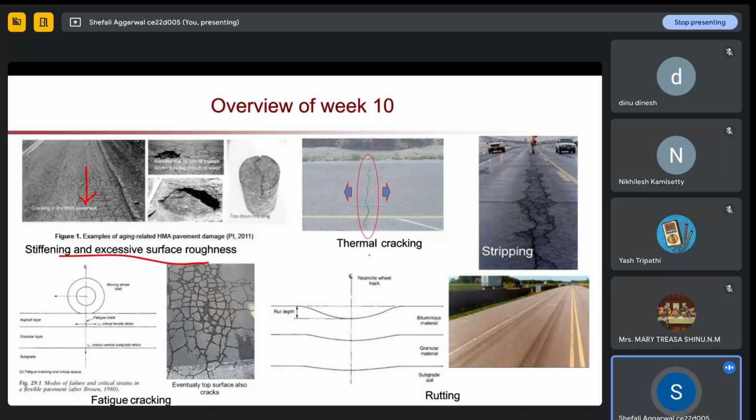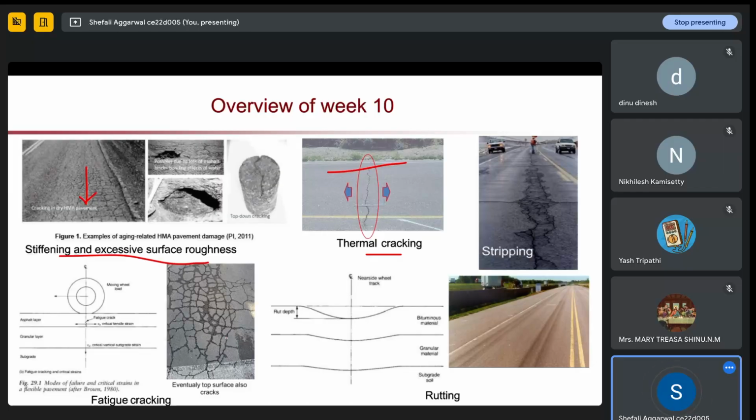Another type of damage is thermal cracking. As we have seen in the previous slide, when the temperature is very low, your bitumen will become very stiff and very brittle, and there are chances that your pavement will break through laterally.